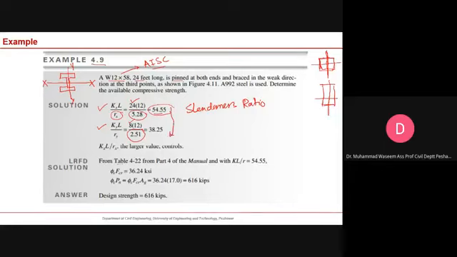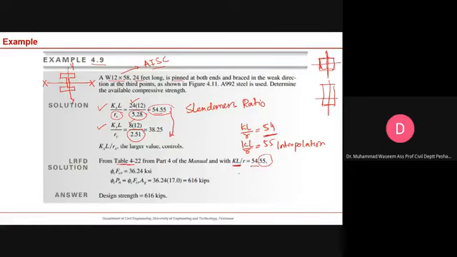Then as I told you, you can use the design aids. This is Table 4-22. You have to enter the table with this value. But I told you in the last class that you have to do the interpolation, because we cannot find these values for the fractions. Maybe the KL values are given for 54 and 55, and you have to interpolate between these two values.